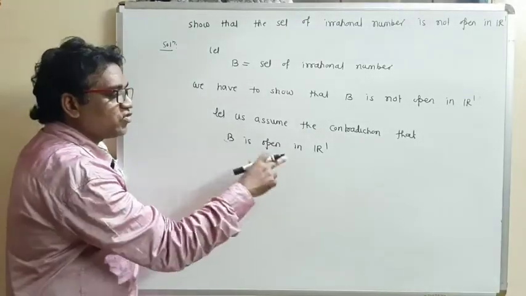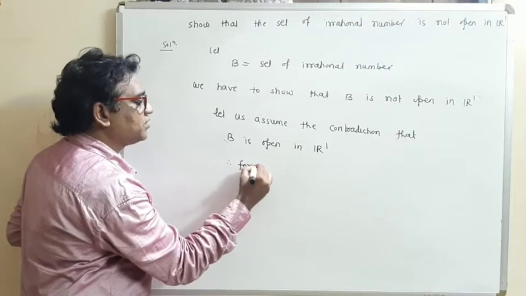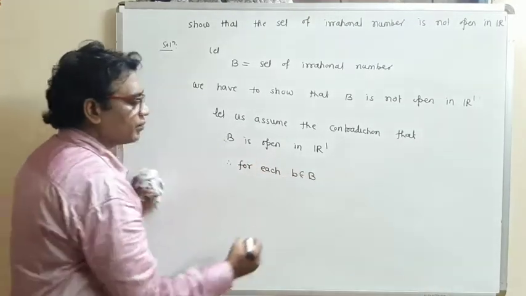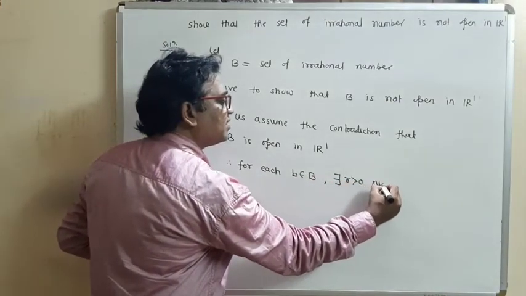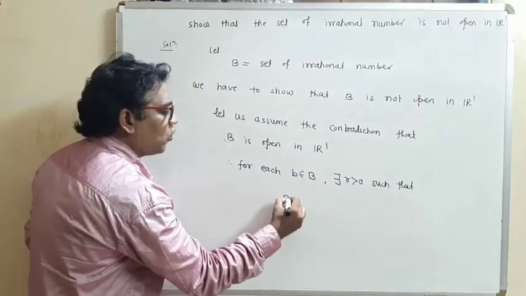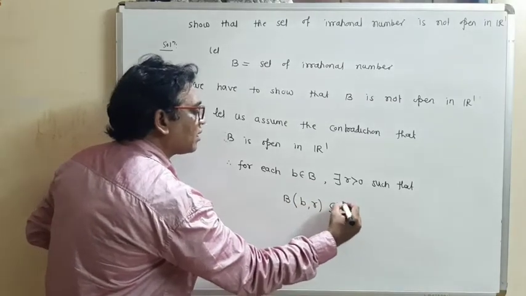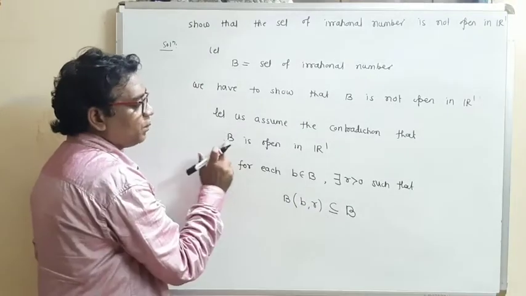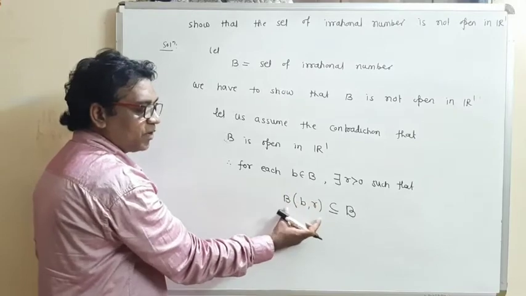So use the definition of open set. What is the definition of open set? For each b belongs to B, there exists some radius r greater than 0 such that the open sphere B with center at small b and radius r is contained in capital B. Where B is our given set, and this notation is nothing but the open sphere.